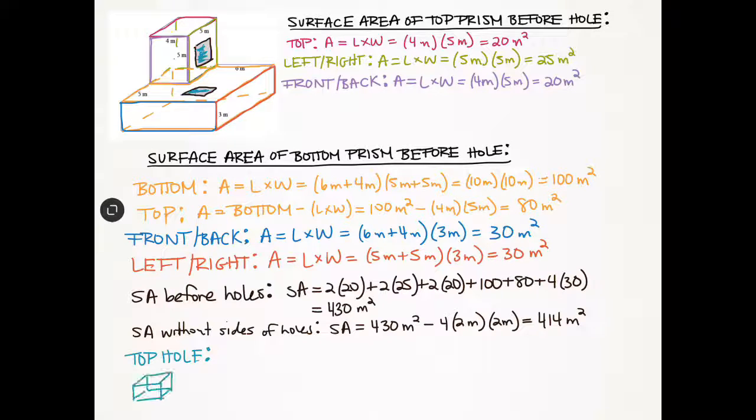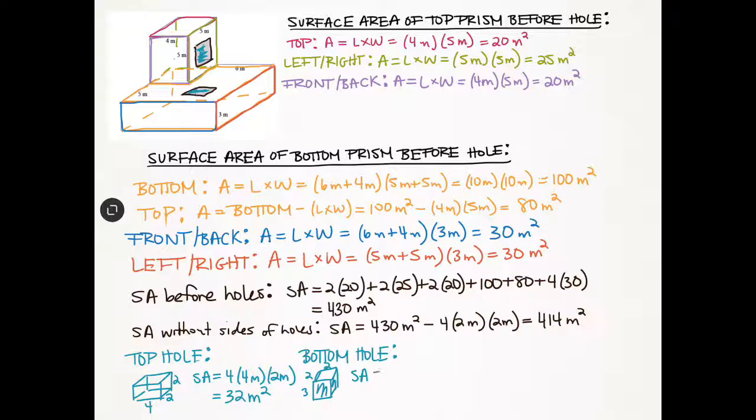We're going to calculate now the area of the surfaces of the sides of the top hole. It's 2 by 2 by 4. There are 4 sides that are all identical since the end piece is a square. So we're just going to multiply the area of one of the sides by 4, and we get 32 meters squared.